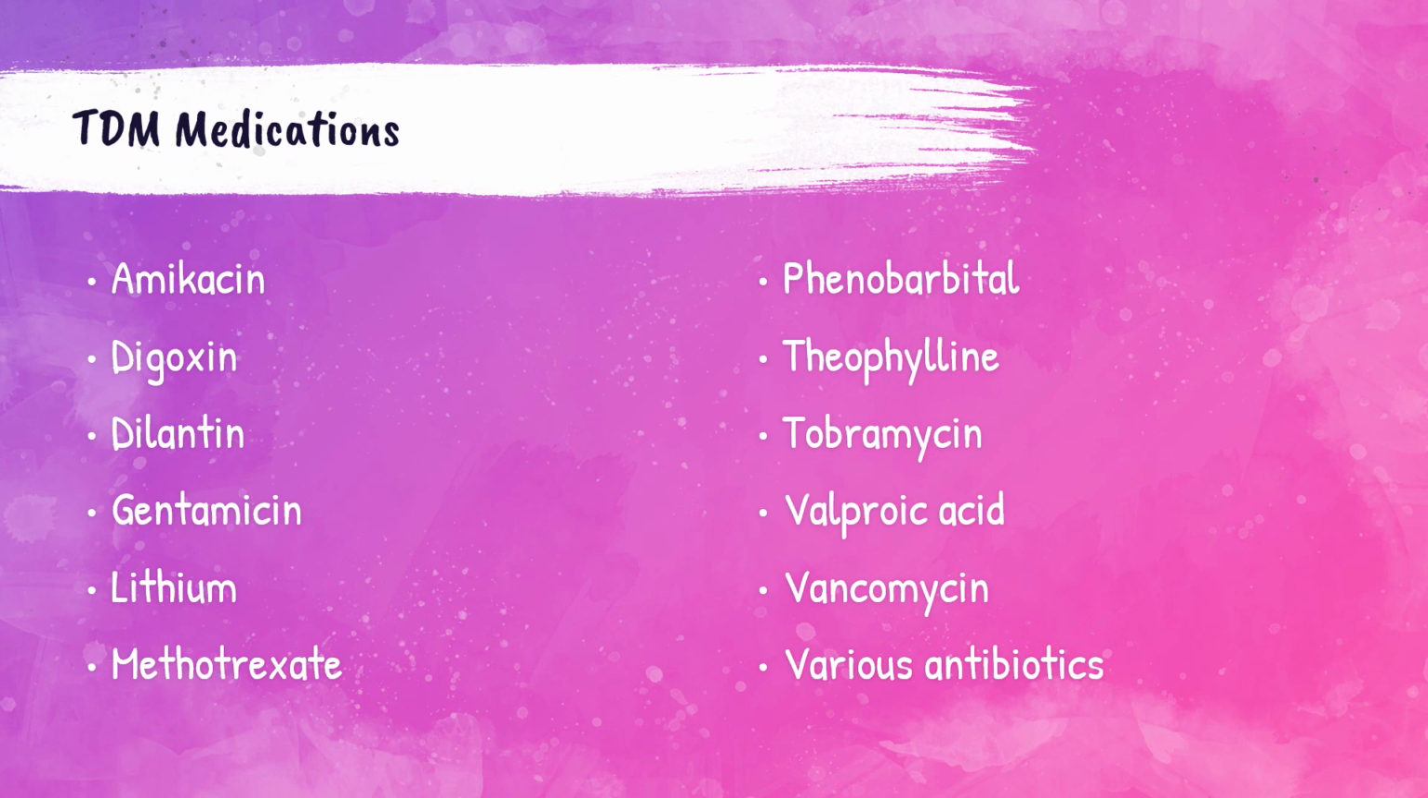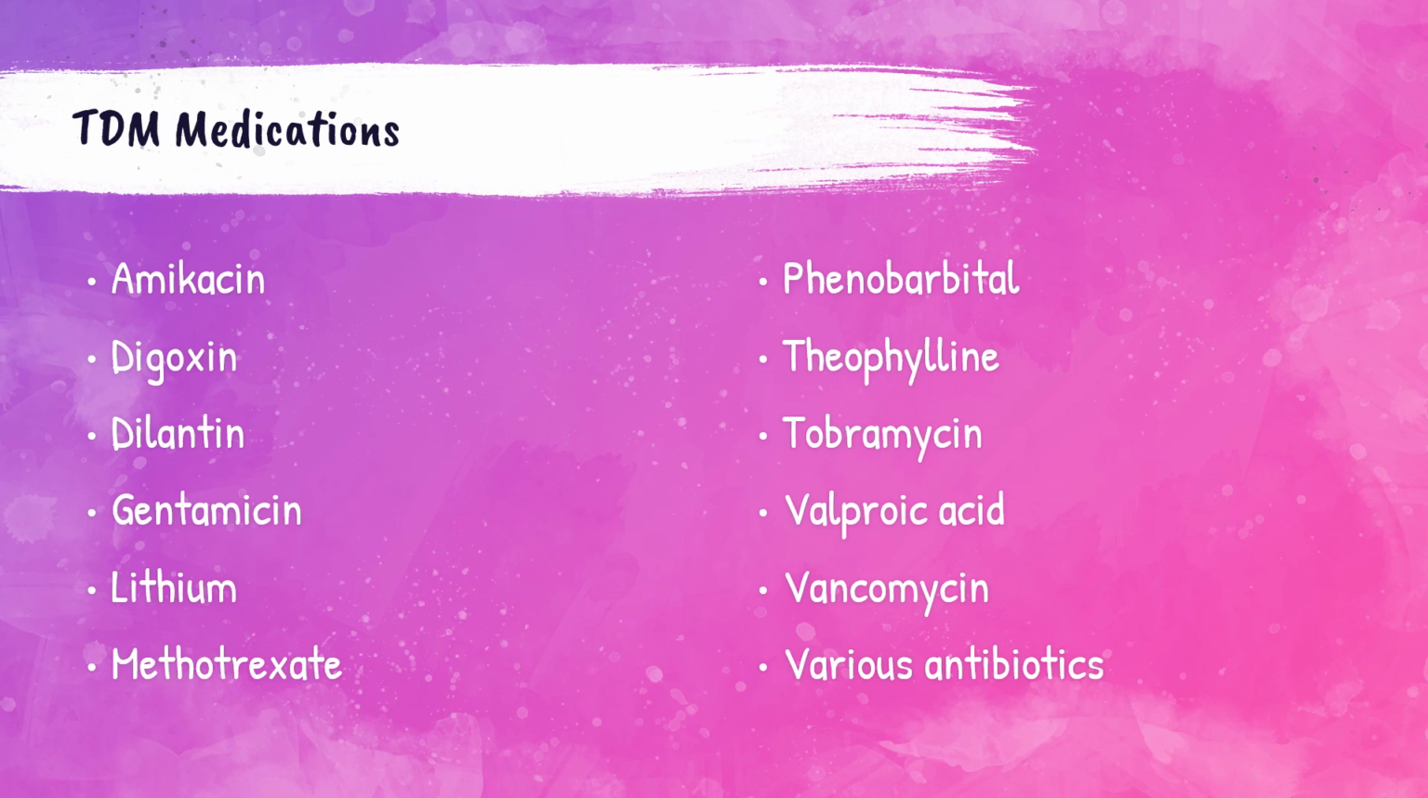This is a list of patient medications that are frequently tested with therapeutic drug monitoring, or TDM. Amikacin, gentamicin, tobramycin, and vancomycin are antibiotics. These are used to kill off bacterial infections.